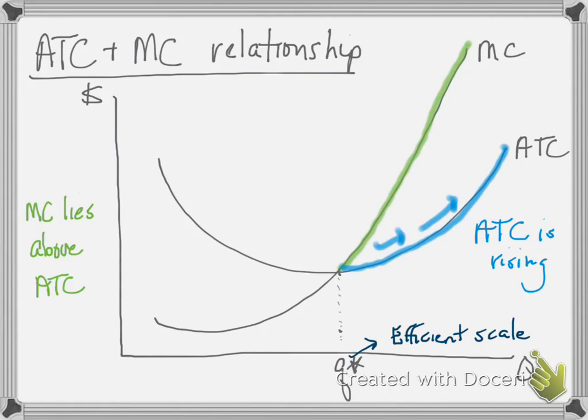And so when marginal cost lies above the average total cost, the cost per unit is starting to rise. And where the two meet is the efficient scale, that Q star.